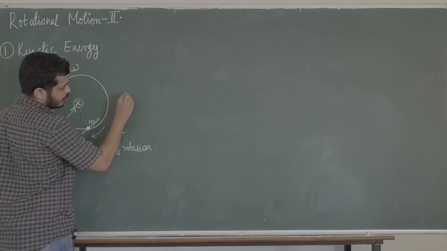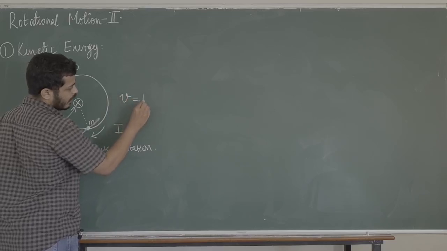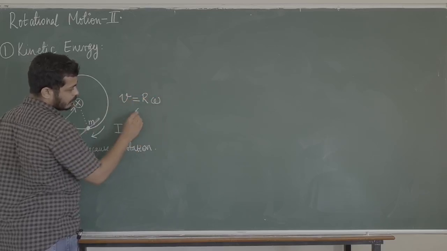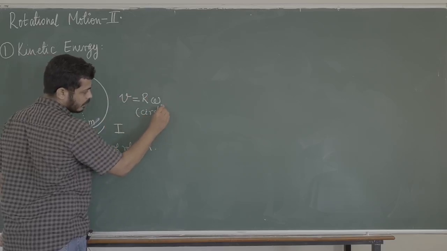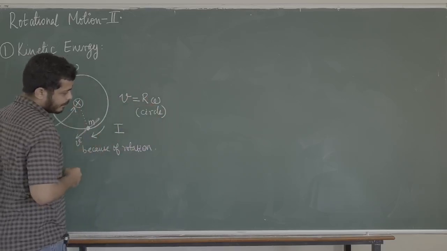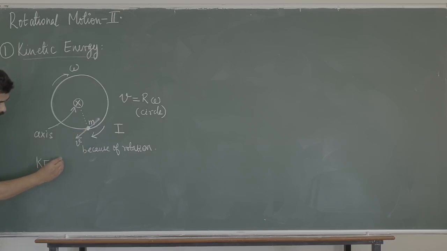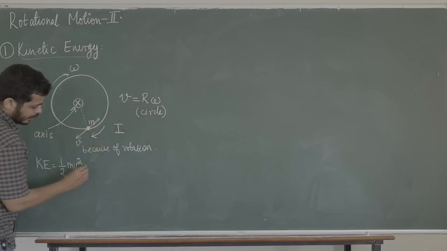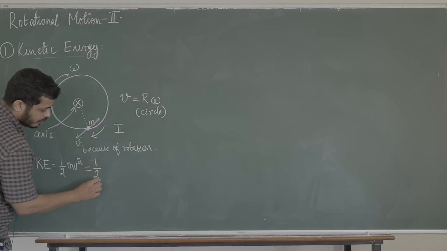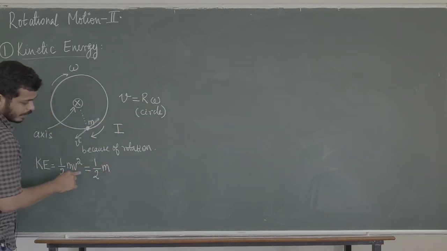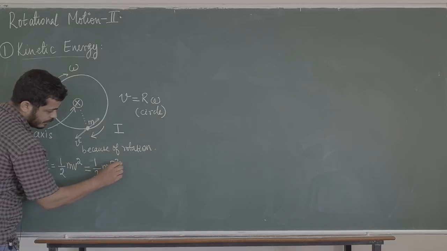From circular motion, v is equal to r omega, because the particle is moving in a circle. What is the kinetic energy? We are going to talk about kinetic energy today. The kinetic energy of this particle is always equal to half m v squared. Since v is equal to r omega, this is equal to half m r squared omega squared.